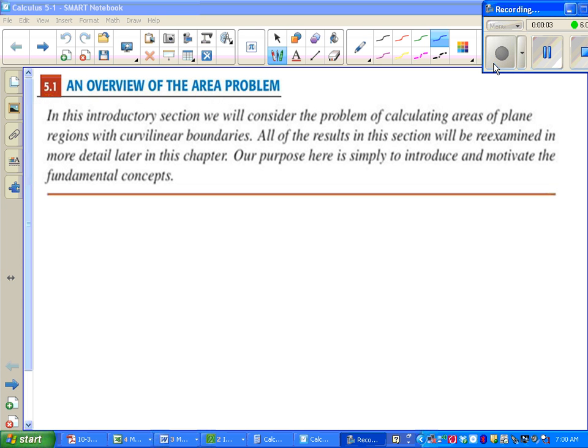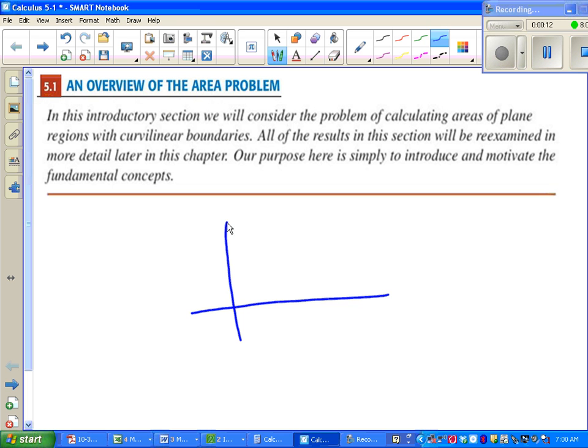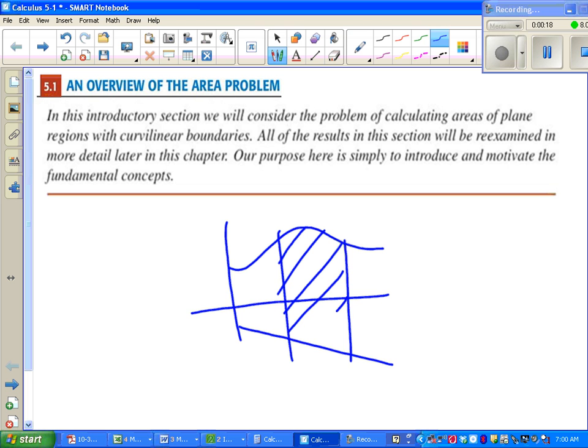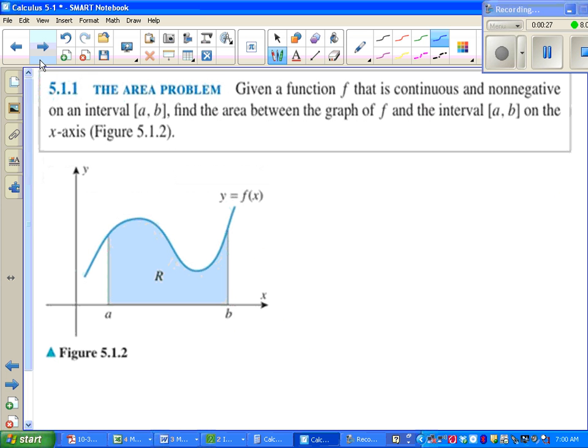5.1, an overview of the area problem. In this section, we're going to start looking at the area between two curves. For example, at some point we might be interested in finding this area for a lot of application type reasons. We're going to start off with some simple areas.